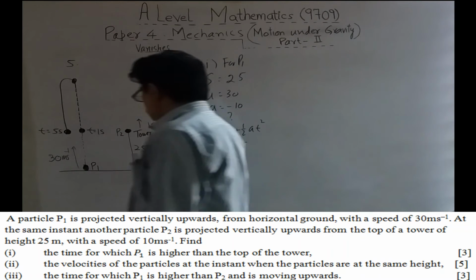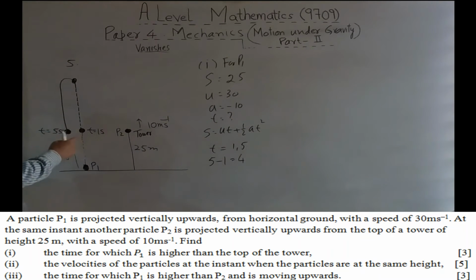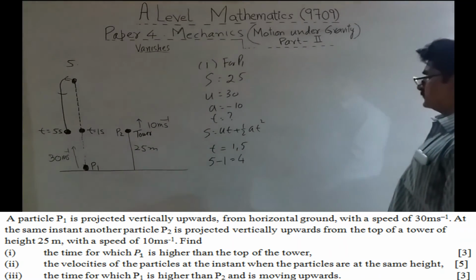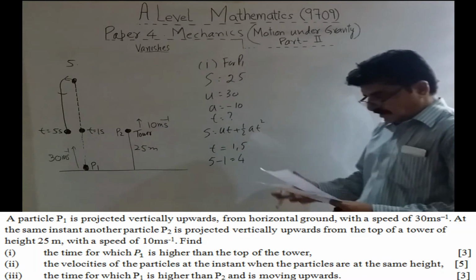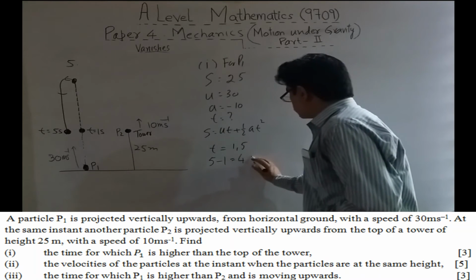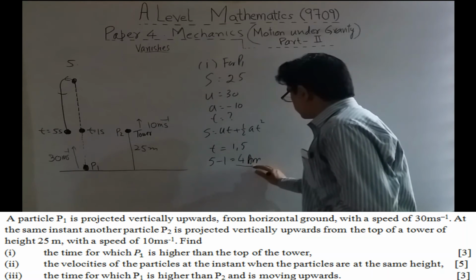So it means that the particle P1 remains above the tower for 4 seconds. So it takes 2 seconds going from this to this point, and it takes 2 seconds in coming back to the same height 25, because this time corresponds to the distance 25. So the answer to the first part is 4 seconds.